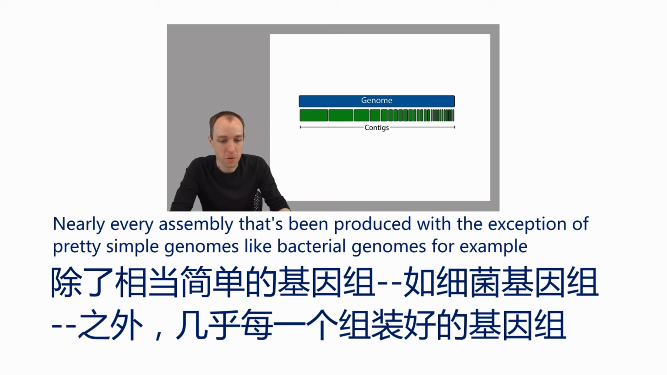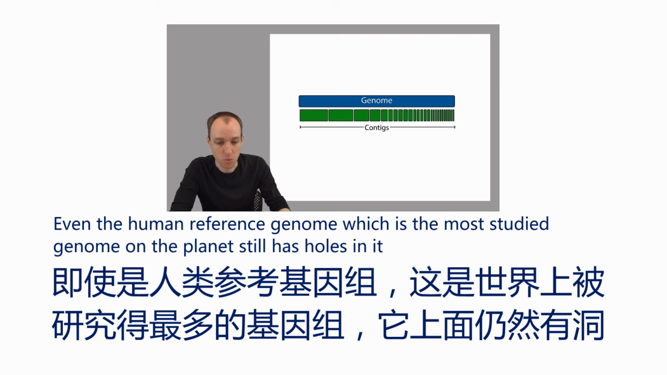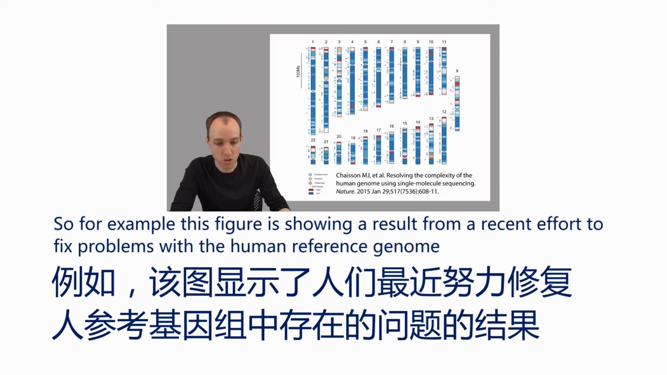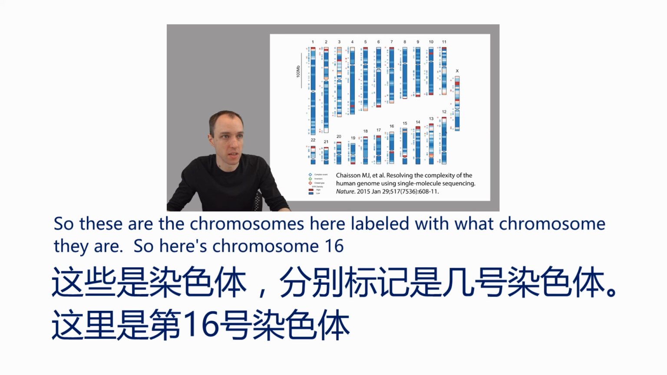Nearly every assembly that's been produced, with the exception of pretty simple genomes like bacterial genomes, is fragmented. It's in pieces. Even the human reference genome, which is the most studied genome on the planet, still has holes in it. So for example, this figure is showing a result from a recent effort to fix problems with the human reference genome. And these are the chromosomes here, labeled with what chromosome they are. So here's chromosome 16.